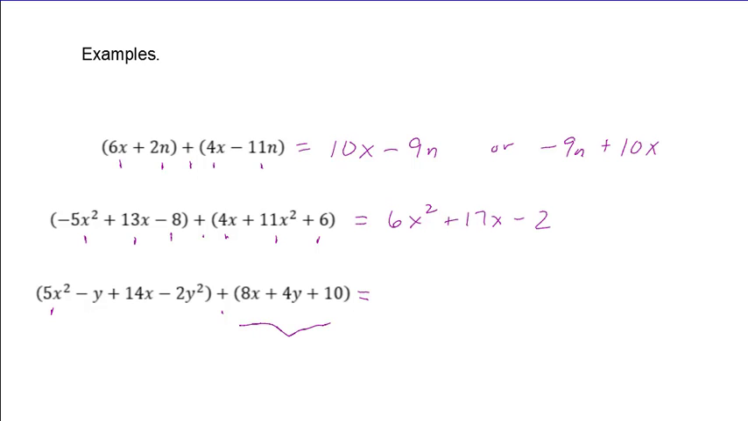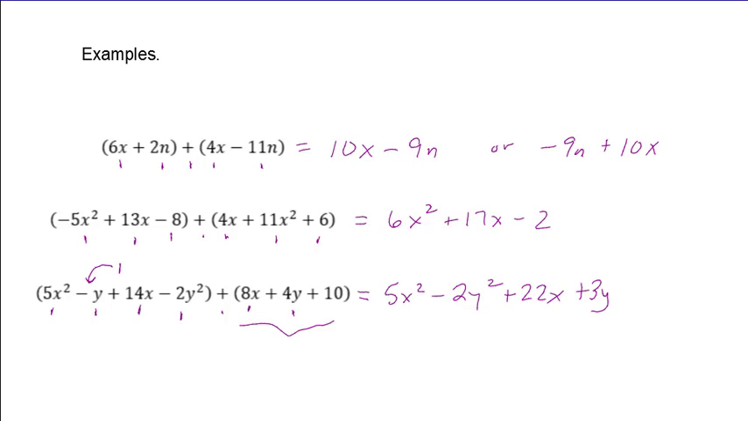There is no x squared term in this polynomial, so 5x squared is going to be part of the answer. Then I have a negative 2y squared. Again, there's no y squared in the second polynomial. You may have added these things in a different order. That is okay. So I have 14x and 8x. That is 22x. I have negative y plus 4y. Always remember, when there is not a number that you can see in front of a term, it is a 1. So that is a negative 1y plus 4y is plus 3y.